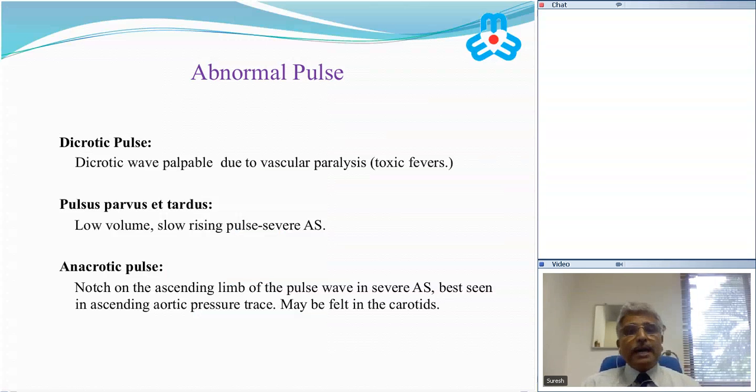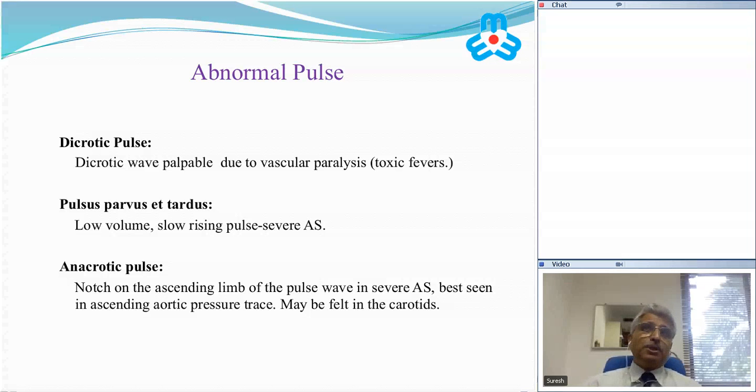When you look at other causes for abnormal pulses, the dicrotic pulse is one in which you feel two peaks as you are feeling the pulse, and this is because the dicrotic wave is palpable. Normally, the dicrotic wave has an insignificant impact on the palpating finger that you never recognize it, and the reason for that is the normal vascular tone. If that vascular tone is lost, as in toxic fevers, then you are able to feel the dicrotic wave.